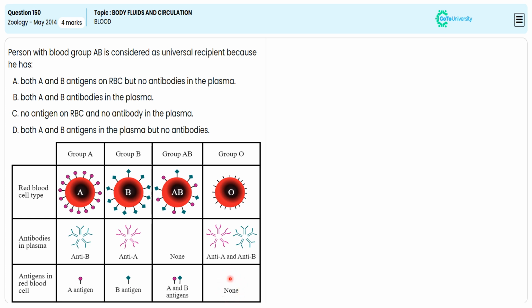With this specification, we are choosing option A as the correct illustration about the universal recipient AB blood group individual. Why? Because the AB blood group person has both A antigen and B antigen over the RBC cell surface, and there is no A antibody and B antibody, but other antibodies are existing in that particular individual. So we are choosing option A as the correct answer to secure 4 marks after ignoring options B, C and D.